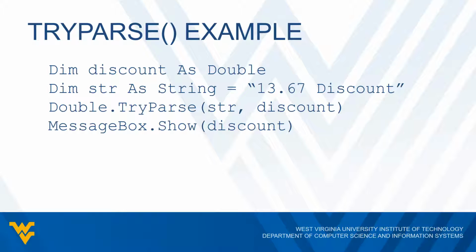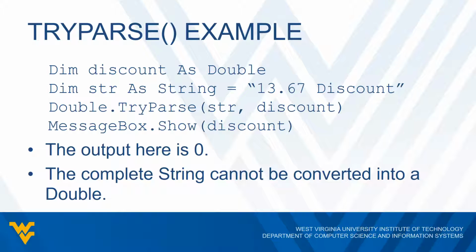Here is another example where discount is of type double, and our string str contains the string 13.67 space discount. So I'm going to ask you, does this work? Is this going to convert into a double properly? The answer to that is no. This isn't going to work. So that means the output is going to be 0. We're going to display a 0.